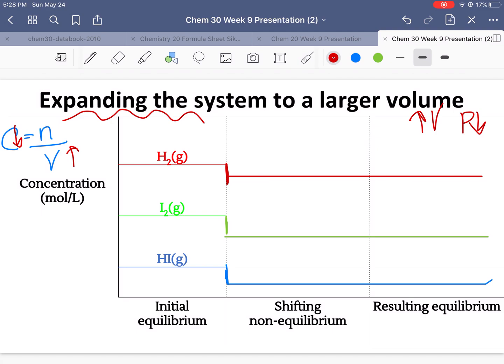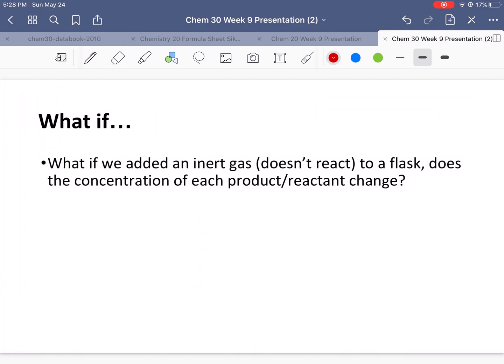Okay? One more scenario as it relates to gases before we're done. What if you add something like an inert gas? By definition, an inert gas doesn't react. We're looking at those group 18 gases, stuff like helium, neon, etc. Now, what if we add it to a flask specifically? Ultimately, we have a scenario where we're not going to allow volume to change. Oh, this gets interesting.